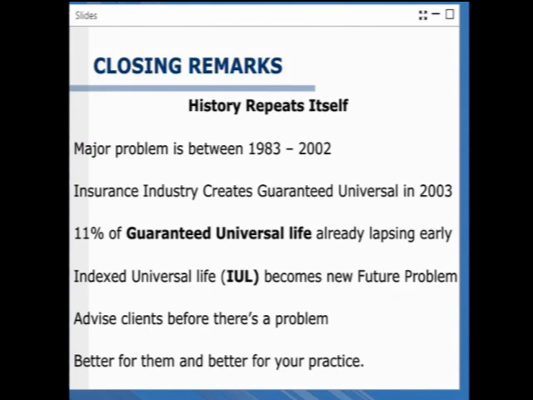History repeats itself. Everything that we just mentioned has taken place between 1983 and 2002. In 2003, the insurance industry finally decided to create a guaranteed universal life product, and those products have been around since. And as Randy mentioned earlier, 11% of current guaranteed products today are already lapsing, specifically because people aren't paying attention. Indexed universal life, as far as I'm concerned, is the new future problem. And again, it's up to us to advise clients to look forward rather than backward. It's better for your practice. It's better for your client.